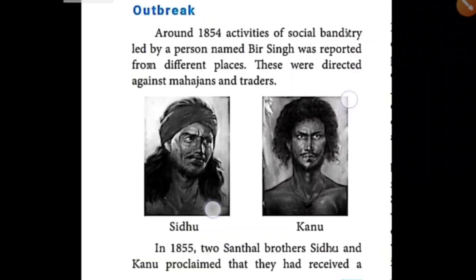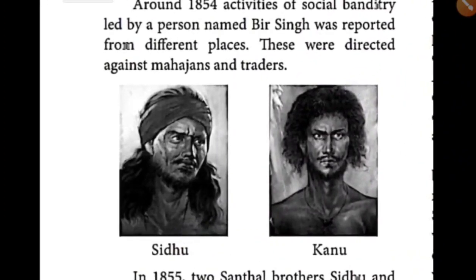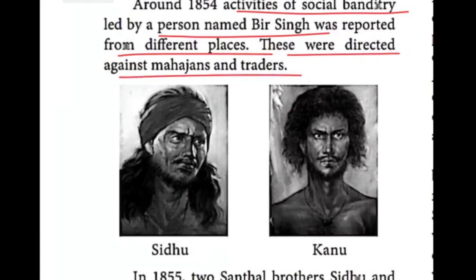How did it break out? Around 1854, there were activities of social banditry, in the sense of looting, led by a person named Birsing. Birsing was reported from different places. These were directed against Mahajans as well as the traders. See, two persons in the photos are given, Sidhu and Ganu, the Santhal brothers.